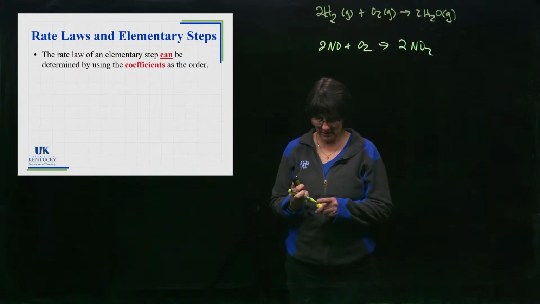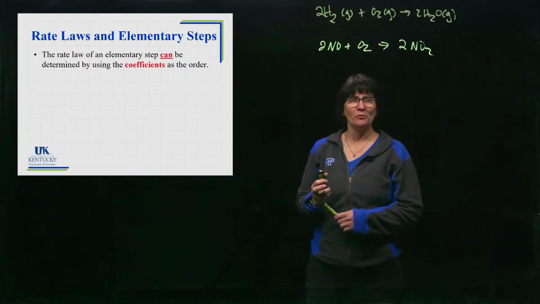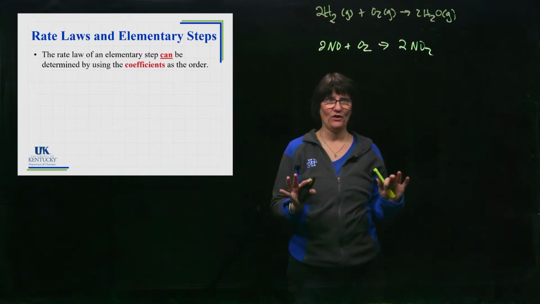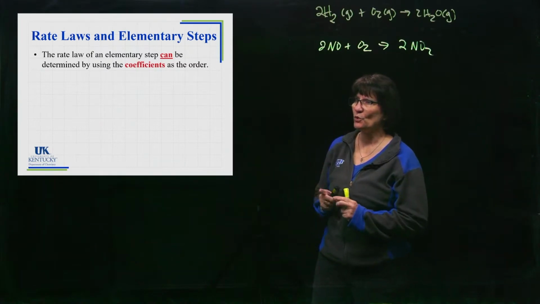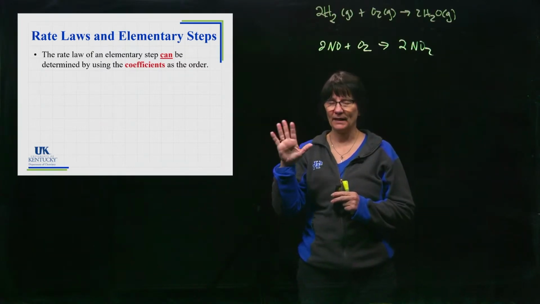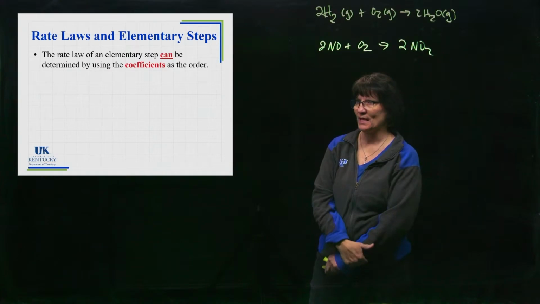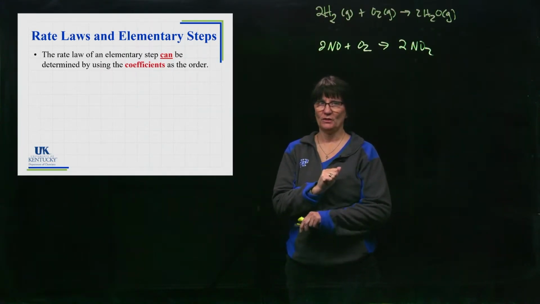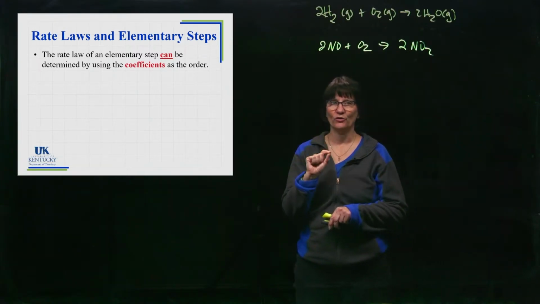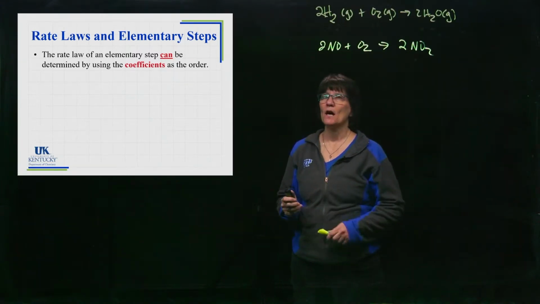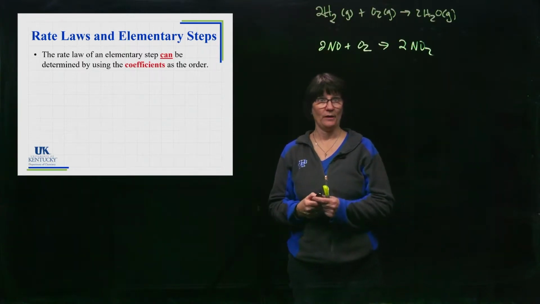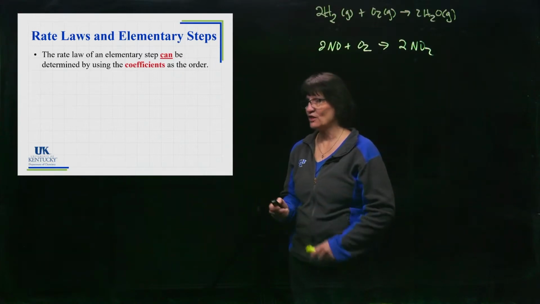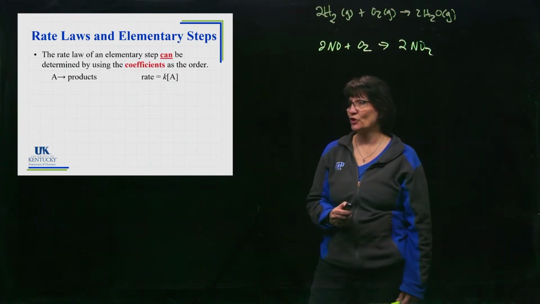Okay, now this is something that blows people's minds at first. We know that when we did overall reactions, you didn't use the coefficients. But when you get into rate laws, mechanisms, and you look at elementary steps, you absolutely can use the coefficients as the orders of those elementary steps, okay? It has to do with collision theory, okay? This one-to-one relationship between a collision and formation of a molecule. So you get to use the coefficients.